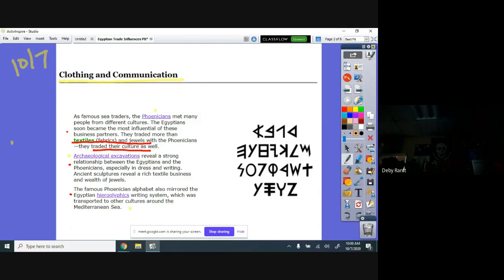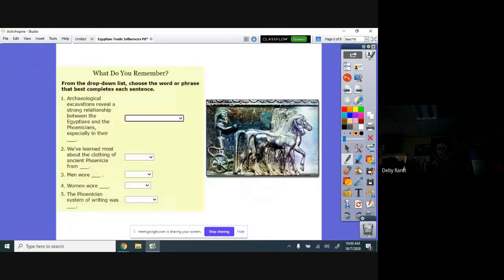What about this piece at the beginning that talks about how, remember, they're famous sea traders, right? And that the Egyptians became the most influential business partners? So since most of our notes have been focused on the Egyptians and the Phoenicians, maybe we should say that they were business partners? Yeah. I think I'm going to write that.